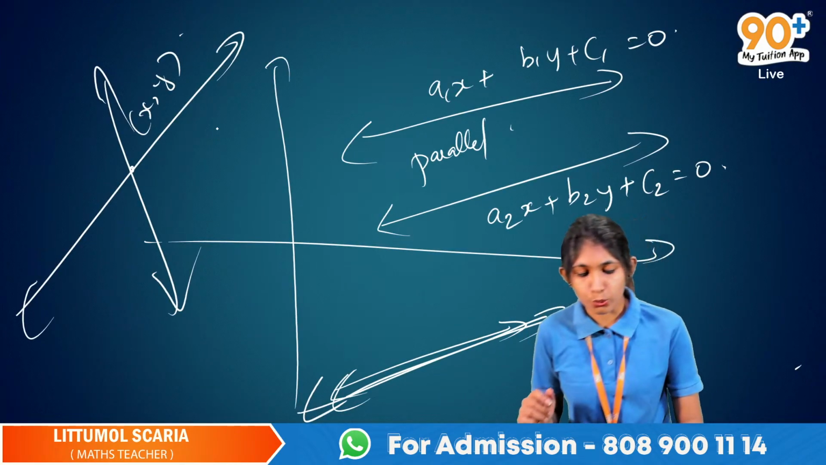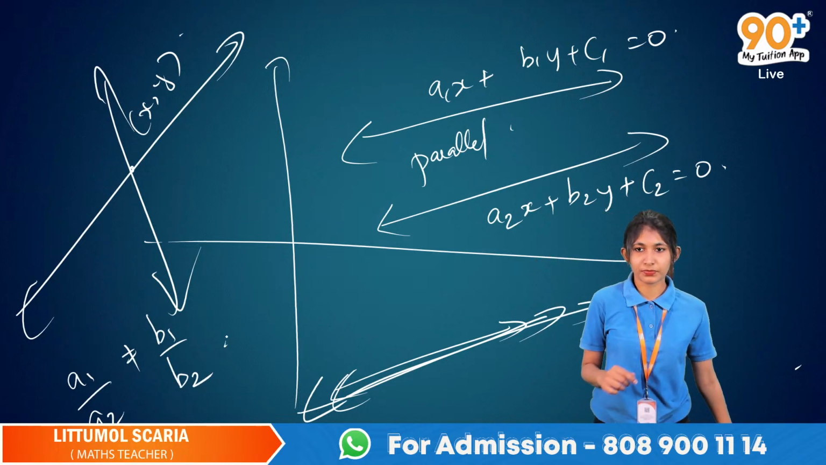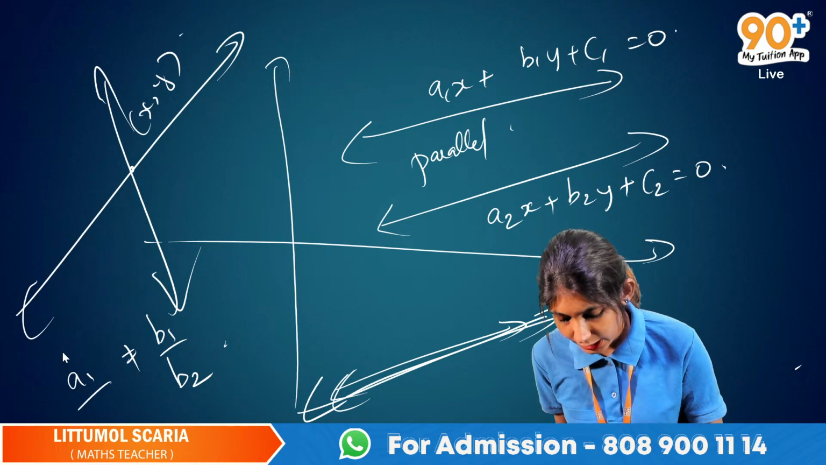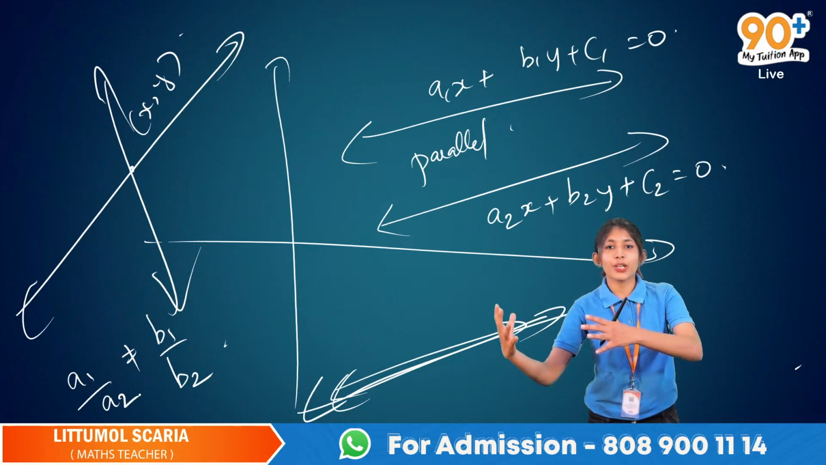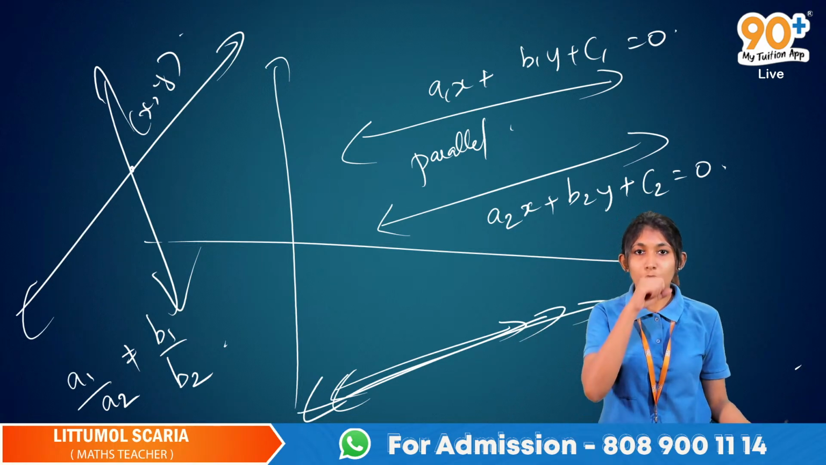a1 by a2 not equal to b1 by b2. Not equal. What do you mean by equal? Equal എന്ന് വെച്ചാൽ അപ്പുറത്തെ സൈഡ് okay, ഇപ്പുറത്തെ സൈഡ് okay. Both the sides are okay. Fine. That's what you mean by equal.